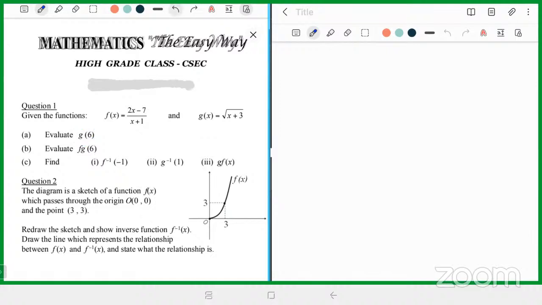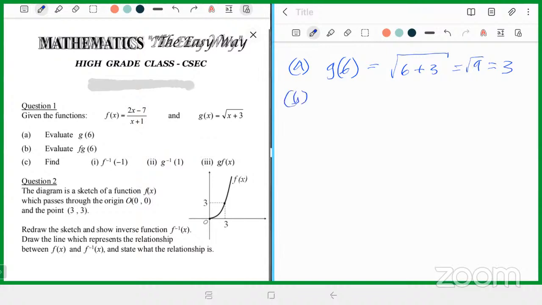So that's pretty straightforward. Part A, I want to find g of 6. To calculate the value of g of 6, which is the image of the value 6 on the function g, we do the square root where this x is, we're going to put 6 there, plus 3. So this is where the x was. That becomes the square root of 9. Square root of 9 is 3. Done. g of 6 is 3.